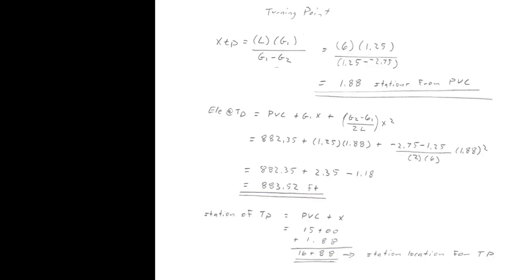X turning point equals L G1 over G1 minus G2, which equals 1.8 stations from the beginning of the curve. PVC, BVC, EVC. The elevation of the turning point uses the exact same elevation equation as the other equations. Here you'll see that the elevation of the turning point is 883.52 feet, and the station of the turning point equals PVC plus X, which is equal to 16 plus 88. I would take a minute and review this one as well.